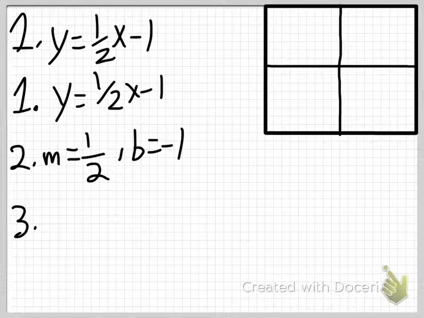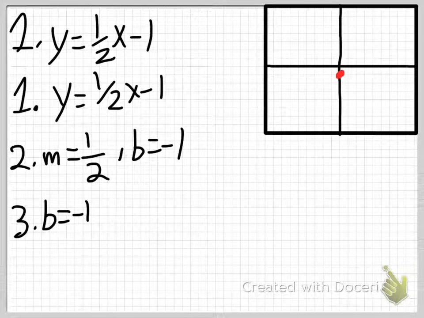Step 3 is to plot our b. So our b is -1, so it's our y-intercept. So it's on the y-axis. So we're going to go -1 on the y-axis. And we're going to put a dot at -1 on the y-axis. I'm going to use red for this, so you can see the difference.